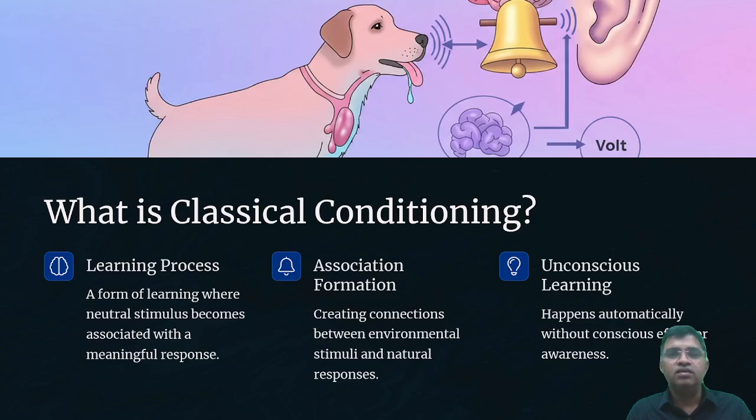Okay, let us start. What is classical conditioning? It is a form of learning where a neutral stimulus becomes associated with a meaningful response. It is associative formation, like creating a connection between environmental stimuli and a natural response. And it is unconscious learning that happens automatically without conscious effort or awareness.